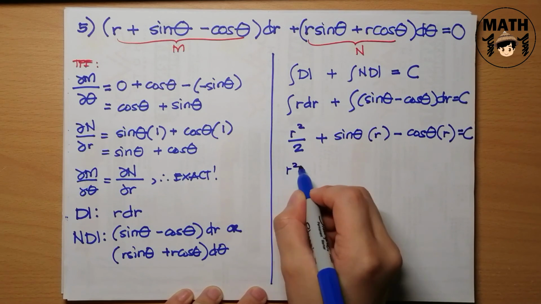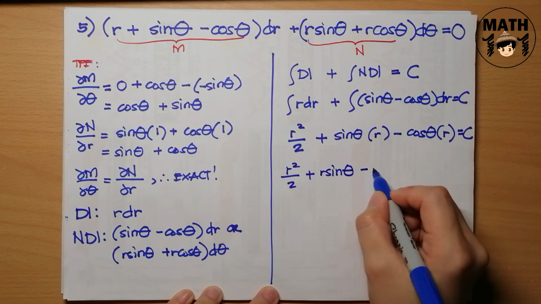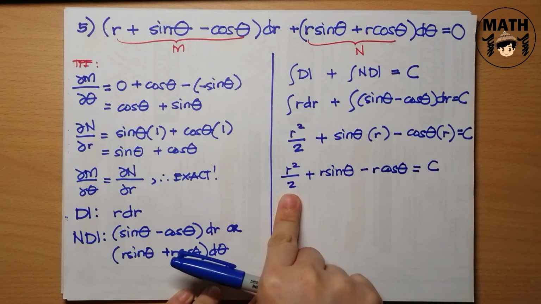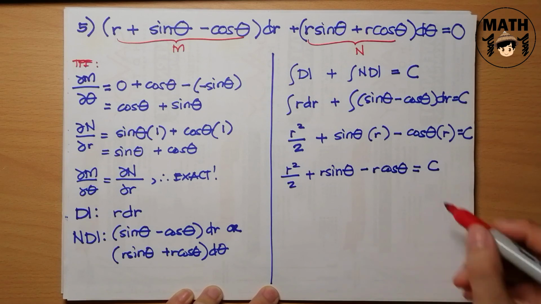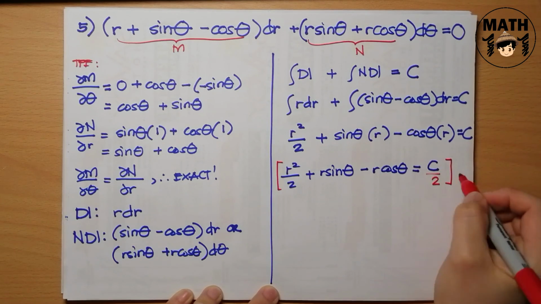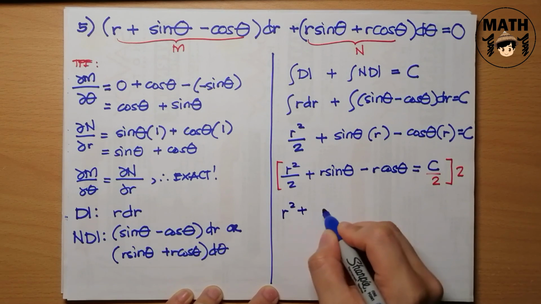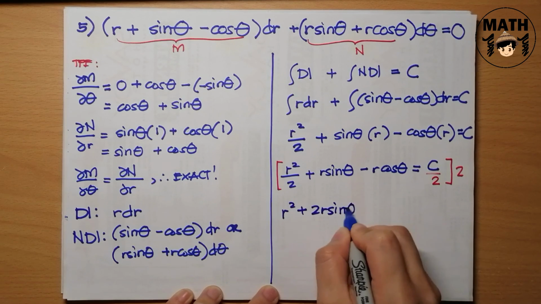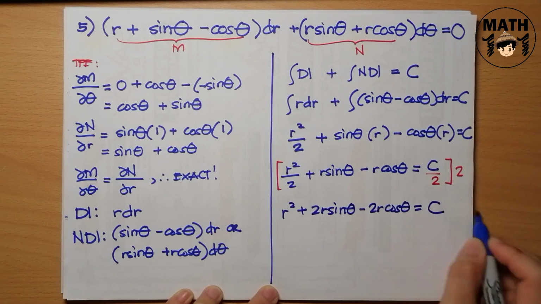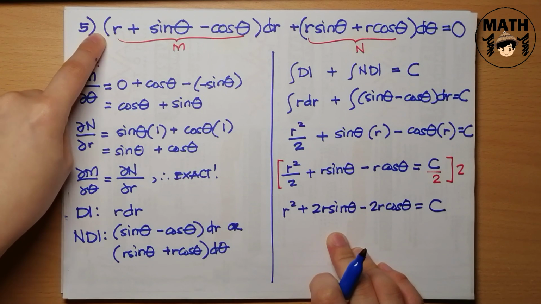Simplify lang natin. R squared over 2 plus r sinθ minus r cosθ is equal to c. Tanggalin natin itong ating denominator. Nalagyan ko na rin to ng over 2. So, multiplying the whole equation by 2, we'll get r squared plus 2r sinθ minus 2r cosθ, that is equal to a constant. So, very simple. Ito na yung solution ng ating differential equation.